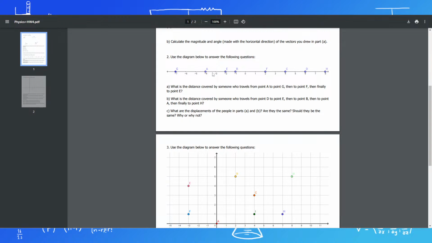So let's take a look at this. I don't think I need to switch back to my document camera for this. We can just do it by looking at the screen. So I have, starting at point A, they move to point G, so from -4 to -7, so they move 1, 2, 3 steps. Then to F, they move, let's see, from -7 all the way to 2. That's 9 steps, right? 7 steps to 0 plus 2 more.